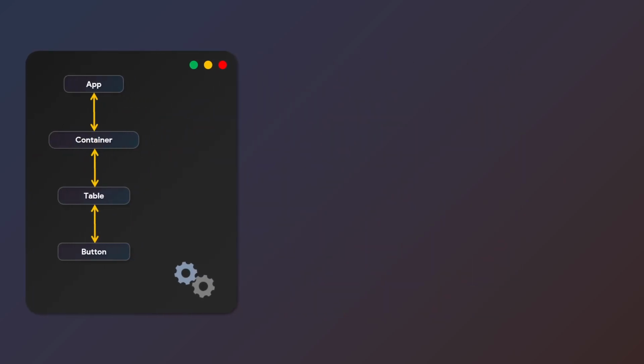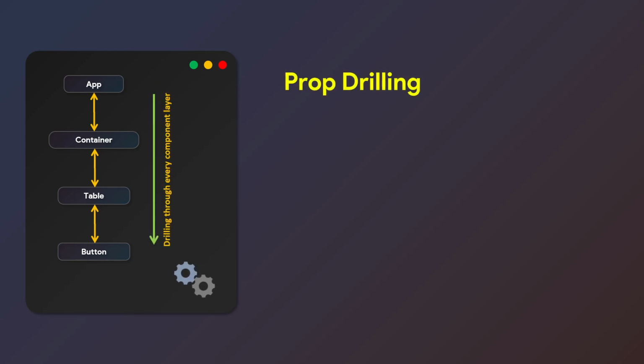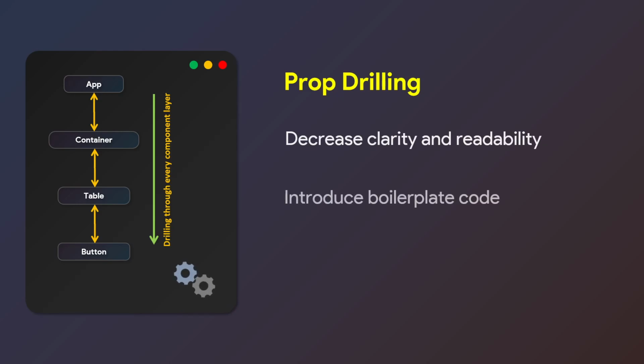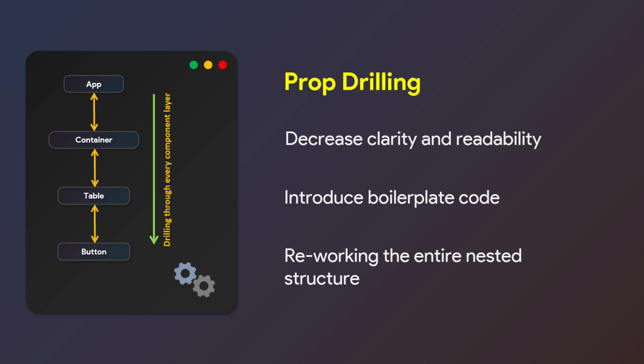If you need to pass data, also known as a prop, from the topmost component to the bottommost component, you need to code through each and every layer of components, which is known as prop drilling. This can decrease the clarity and readability in components. Also, it introduces boilerplate code. And if you are not careful enough, a simple update to the props would result in reworking the entire nested structure.